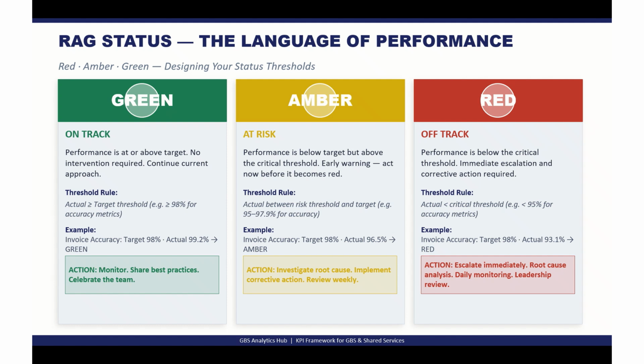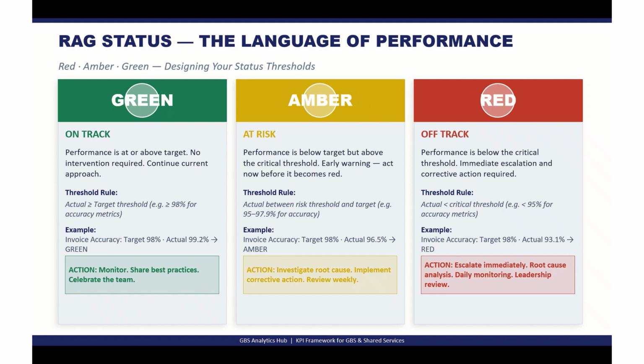Amber means at risk. Performance is below target but above the critical threshold. This is your early warning. Act now before it becomes red. The threshold sits between the risk level and the target. Invoice accuracy target 98%, actual 96.5. That is amber. The action is to investigate root cause, implement corrective action, and review weekly.